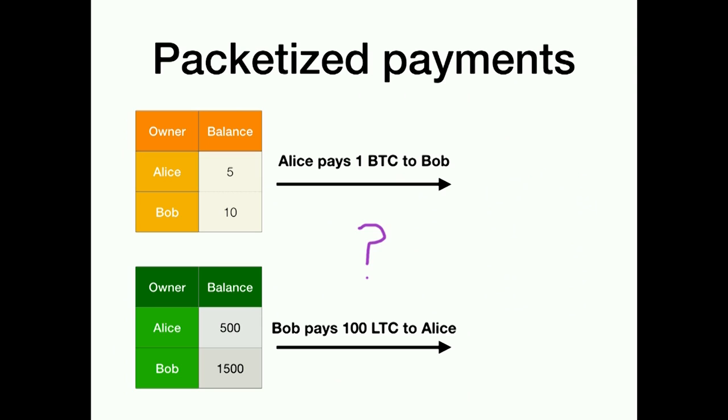So let's go back to what the cross currency atomic swap problem was. That's again that we didn't know whether Alice was going to go first or Bob was going to go first. Well, this is a big problem because a Bitcoin is a large amount of money, right?